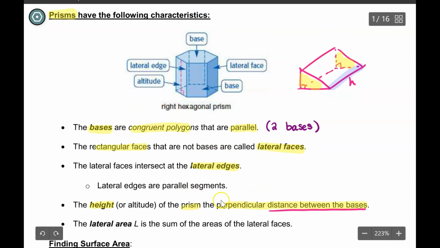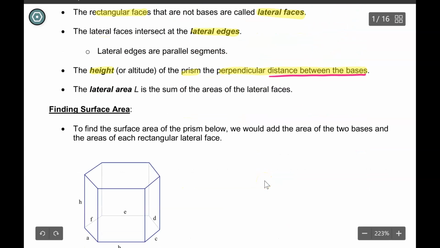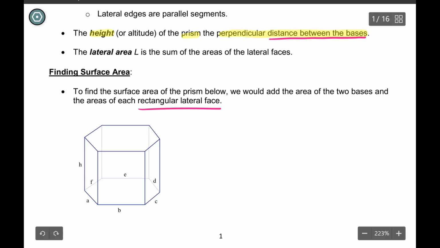Now the lateral area is everything but the two bases, so those are all the areas of the rectangles. I'm not going to focus too much on lateral area because we just want to find the total surface area, which is all the way around plus the two bases. Here we have a hexagonal prism, and let's look at how we would find the surface area. We'll look at the lateral faces, and then we'll look at the two bases.